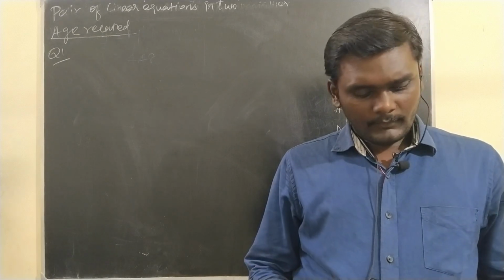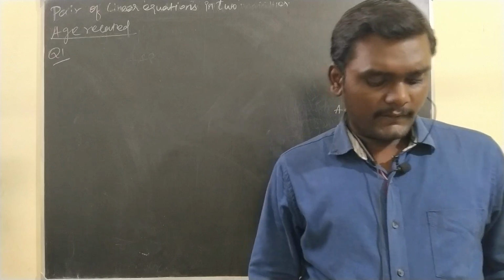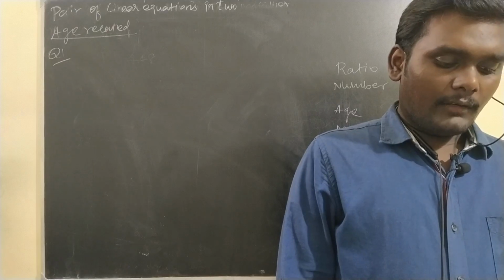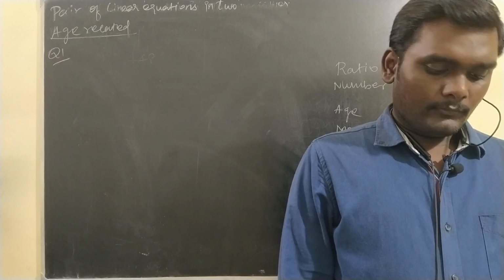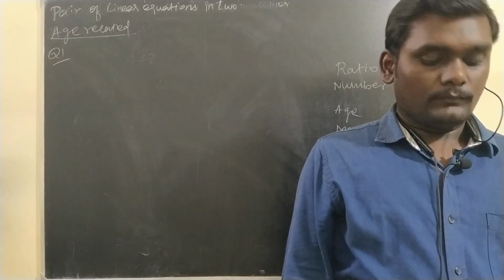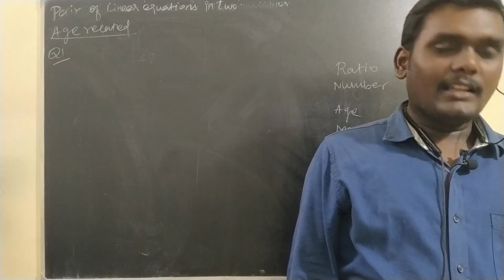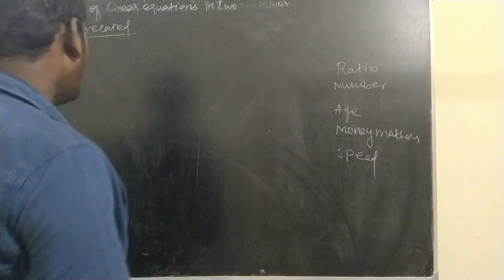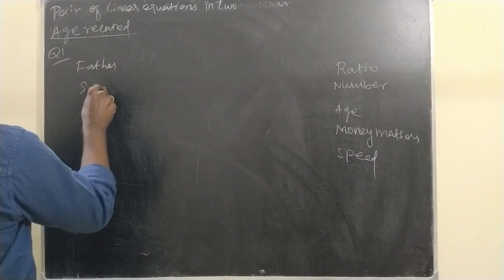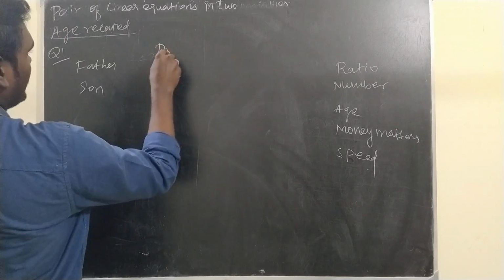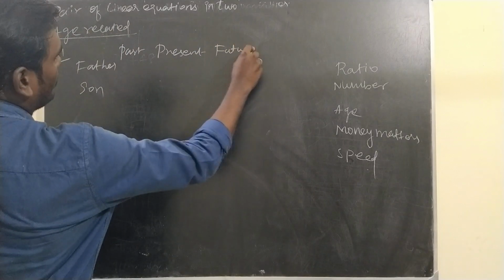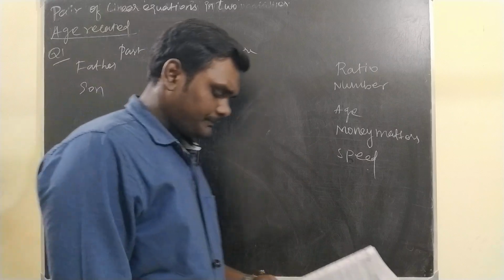Or else, look at this question. A father is 3 times as old as his son. After 5 years, his age will be 2.5 times as old as his son. Represent the situation algebraically. Whenever these age related questions are there, we need to write their names, father and son, and the timeline: present, past, future, whatever is mentioned.